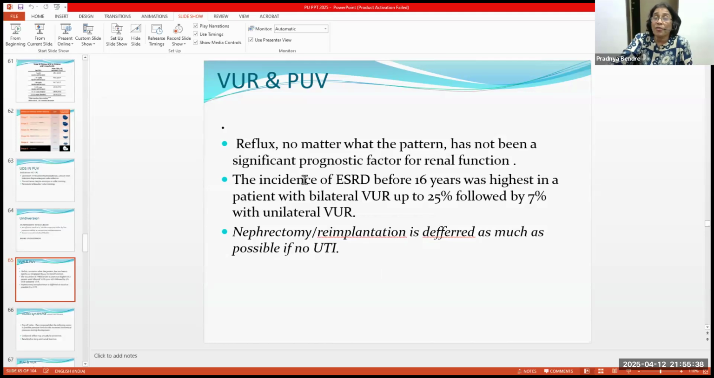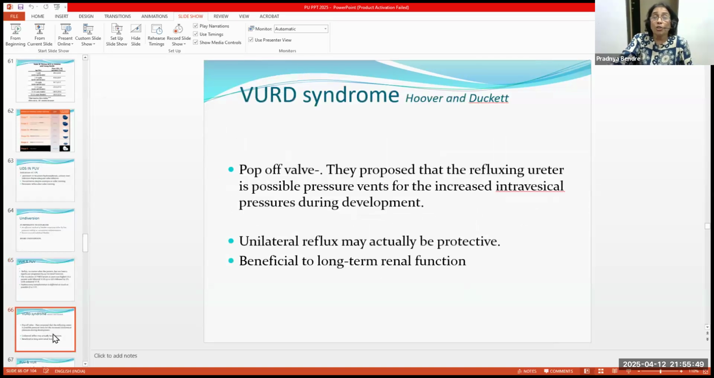But the patients where VUR is not disappearing are the poor prognosis children. They go to end stage renal disease generally in the second decade of their life. So VURD syndrome, again, is a topic of short note.